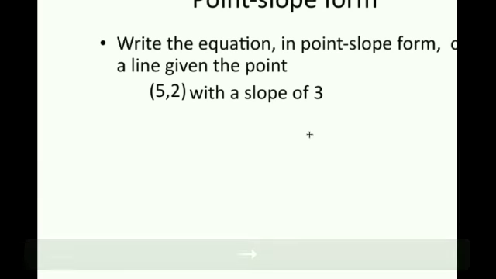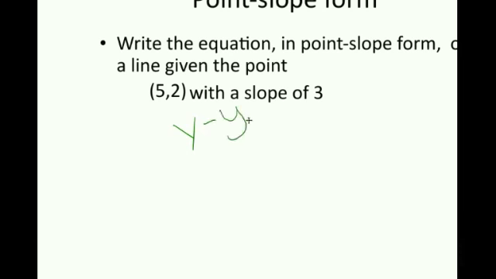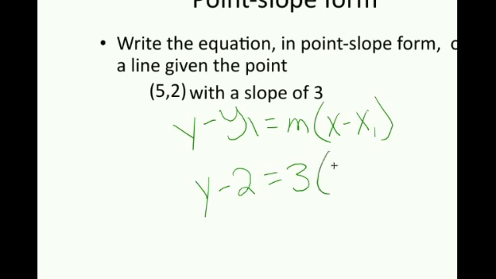So here's an example of an equation where we'd use it. We'd want to write down the equation: y minus y1 equals m parentheses x minus x1. 5 is my x coordinate and 2 is my y coordinate. y minus 2 equals my slope, parentheses x minus 5. That's it. I'm finished. That's the point-slope form. That's as far as you need to go.